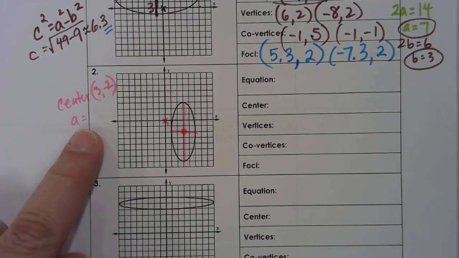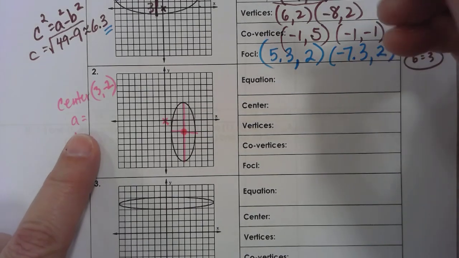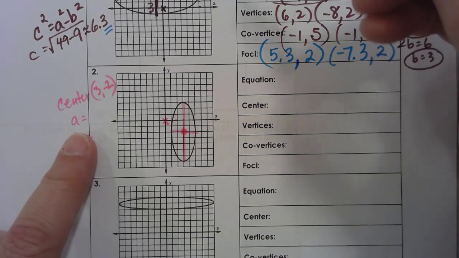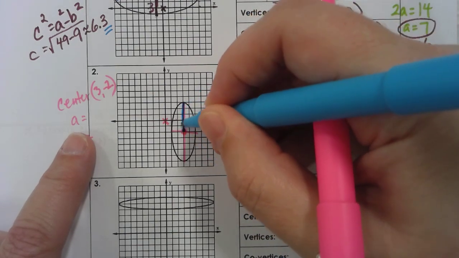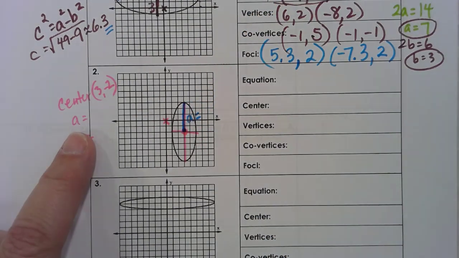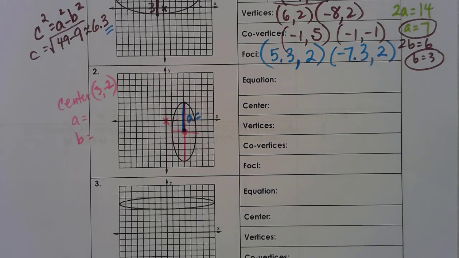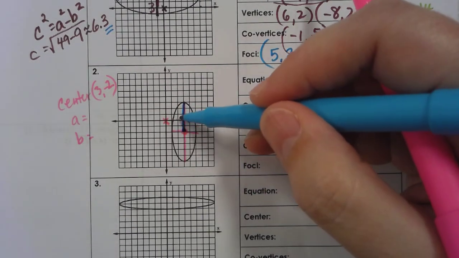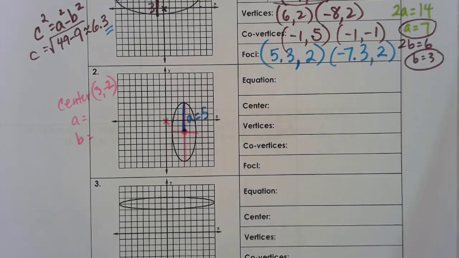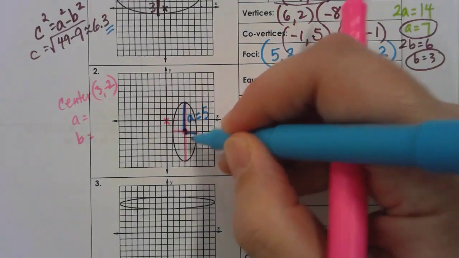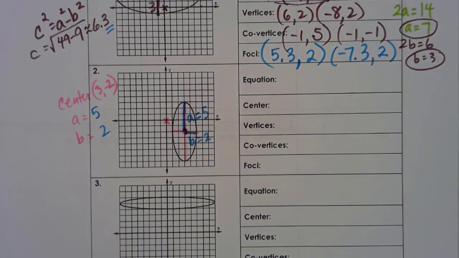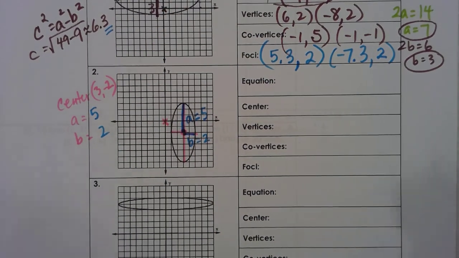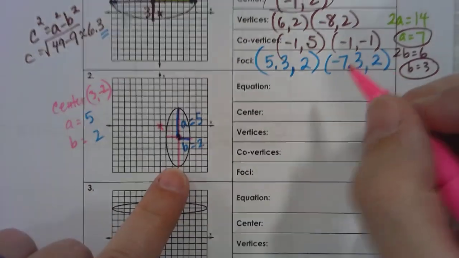And where do we find the A value? A goes from the center to one vertex. So this line right here is going to be A. How many boxes is that? 5. And then our B value is going this way. That's 2. 5 and 2. Okay, and so from that, now we can write our equation. The stuff that takes longer is filling in all the points and doing all the other things, okay?